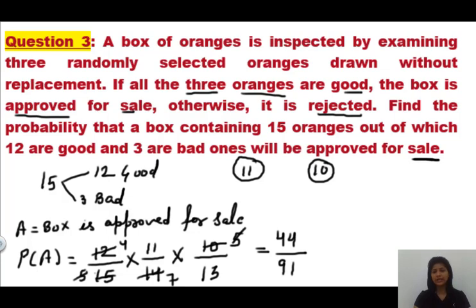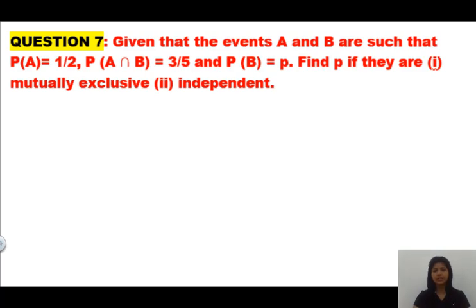Now we shall move to the next question. The next question is question number 7. In question number 7, we have been given that events A and B are such that P of A is given and P of A union B is given. P of B is also given as P. We have to find the value of P.